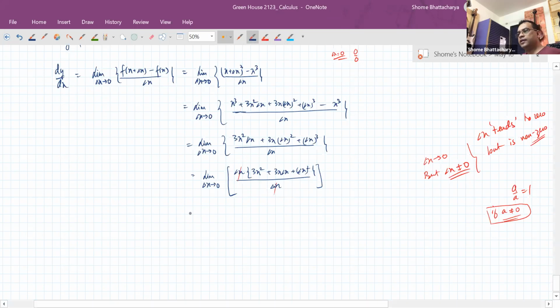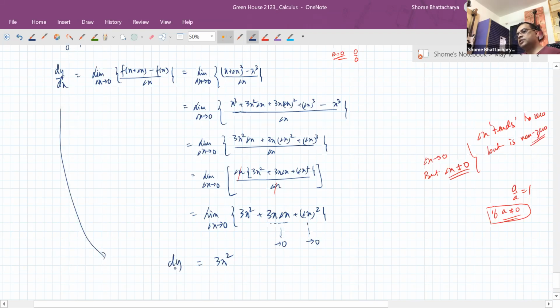So the moment we do that, now we've got the condition: limit delta x tending to 0 of 3x square plus 3x into delta x plus delta x square. Now here we can say that delta x is tending to 0. That means this whole term is tending to 0. This whole term is tending to 0. So what are we left with? We are left with 3x square. So that becomes the value of dy by dx. This is the rate of change for y equal to x cube.